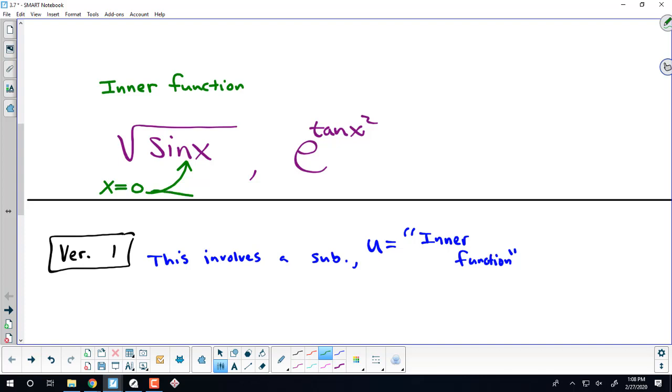If I plugged in 0 in here, the first thing I have to do is square that. So we can think about that as our inner function. It's a little more complicated with 3 functions, like this one here, e to the tangent x squared. But just think about the inner function as what function you would apply first if you had to plug in a value for x. And then the outer function is what you do second, like square root or raise e to that power or whatever.